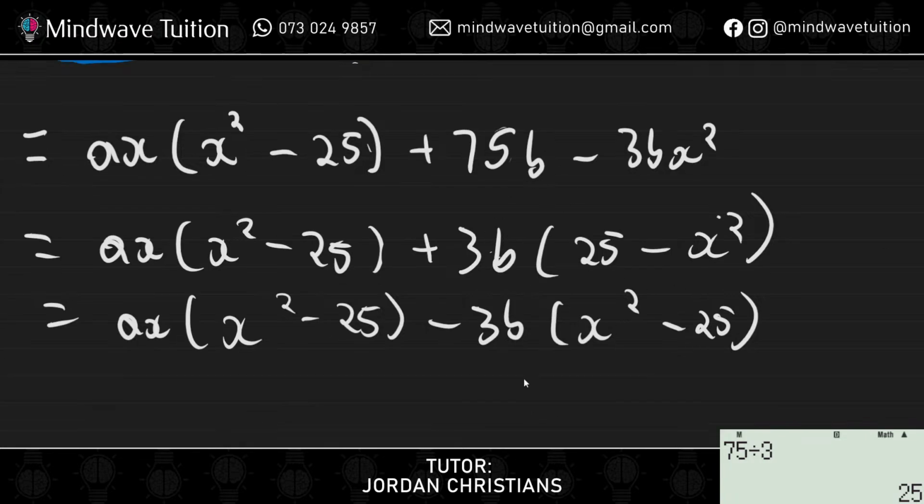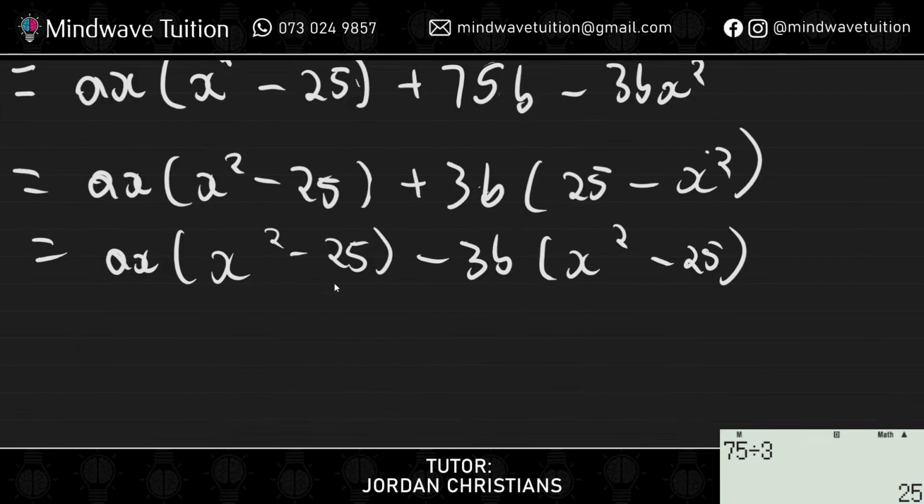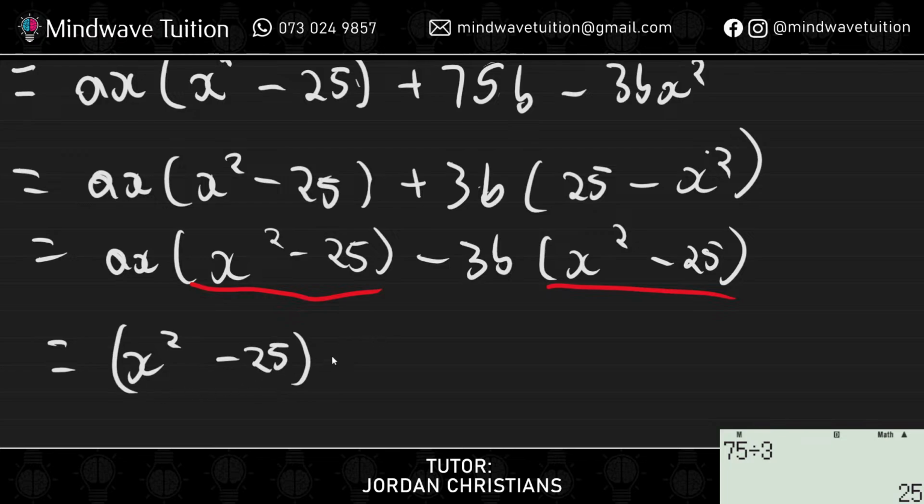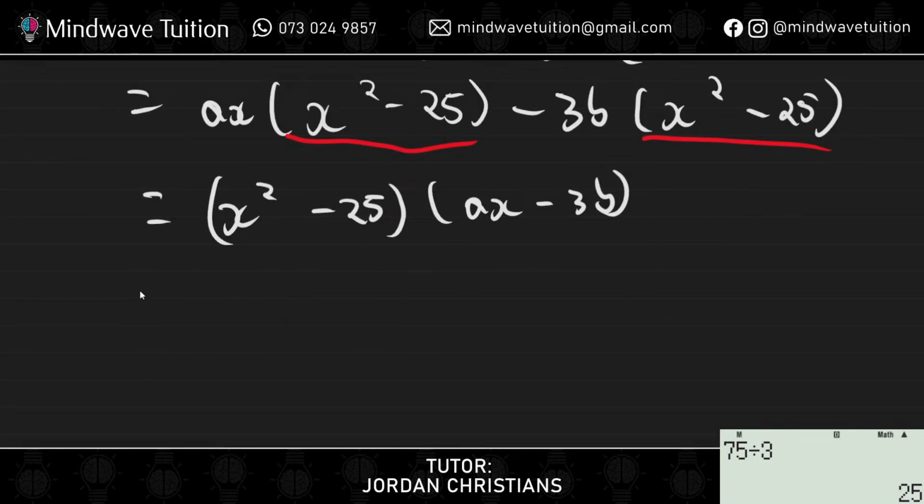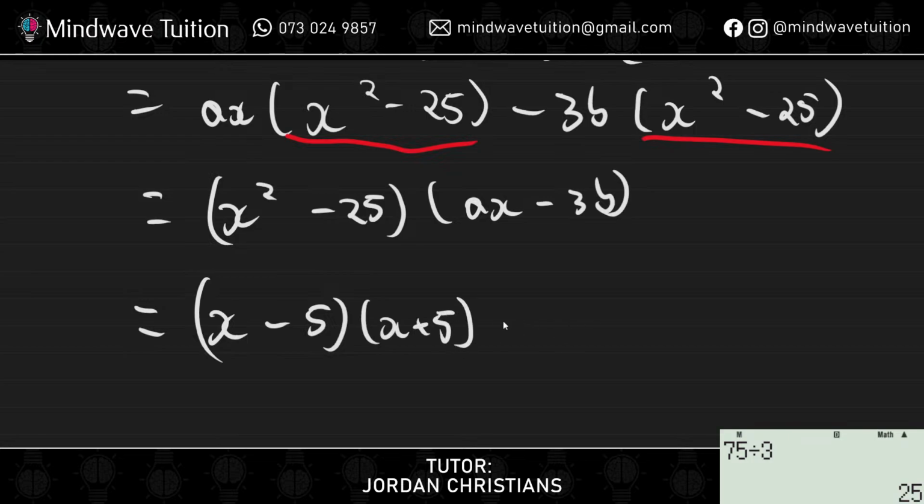But this now is not yet fully factorized because we have a common factor of x squared. So we can take out x squared minus 25 as the common bracket, and that leaves me with ax minus 3b. We're still not done factorizing. We need to do something with the x squared minus 25, and that is the difference of two squares. So that gives me x minus 5 and x plus 5 times ax minus 3b.